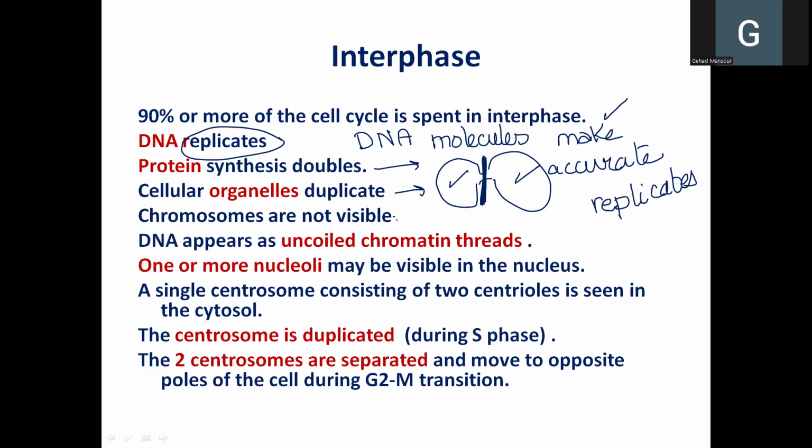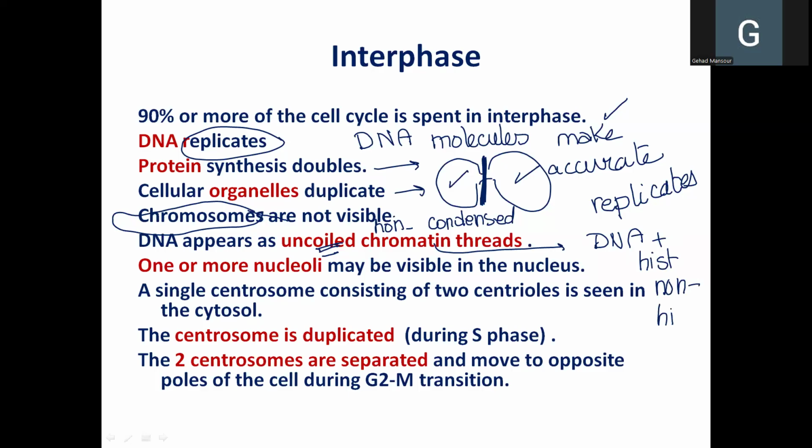But as I have just said, we don't yet see distinct chromosomes. The DNA appears as uncoiled. And when we say uncoiled here, we mean non-condensed chromatin threads. And we said before that chromatin is a mixture of DNA plus the nuclear proteins, which are the histones and the non-histones. And why do we say threads?